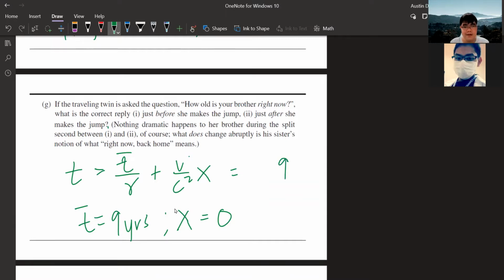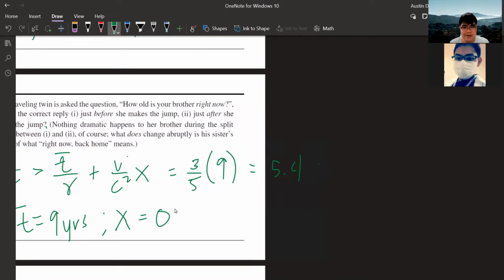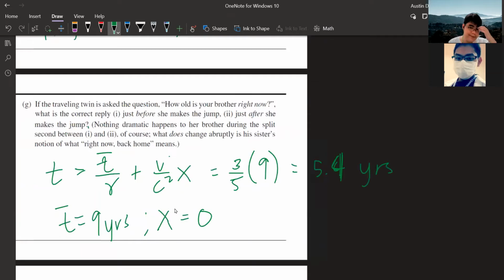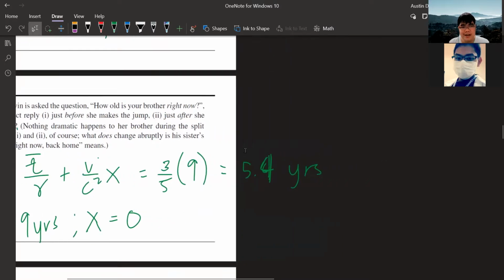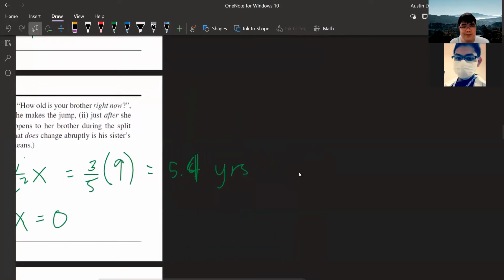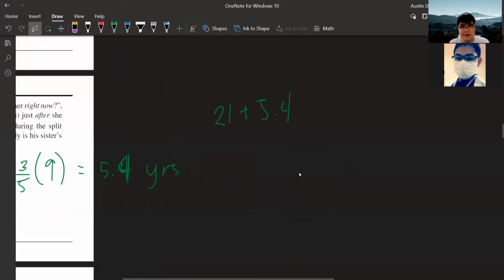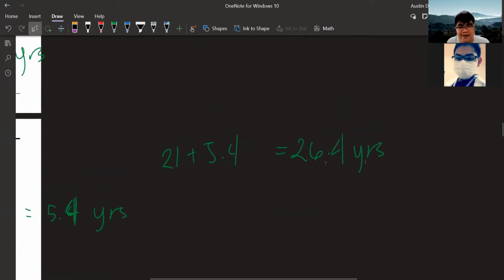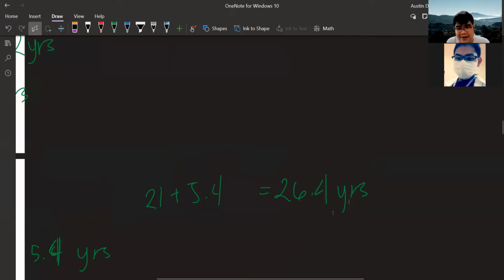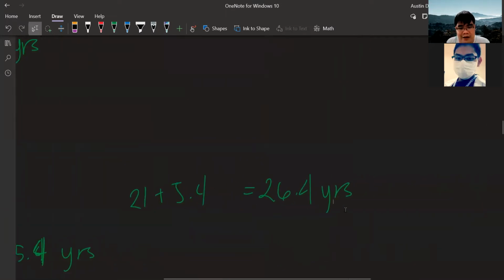So, 9 times 3/5. Tama ba? 3/5 ng 9. And this is actually around 5.4 years. Okay? So, this is the time, yung oras na nag-elapse doon sa paningin ni kapatid mong lalaki, 5.4 years, tumalon na yung ate girl niya. Okay? Therefore, ilang taon na yung kapatid niya by that time? So, 21 plus 5.4 years. So, this is actually 26.4 years.